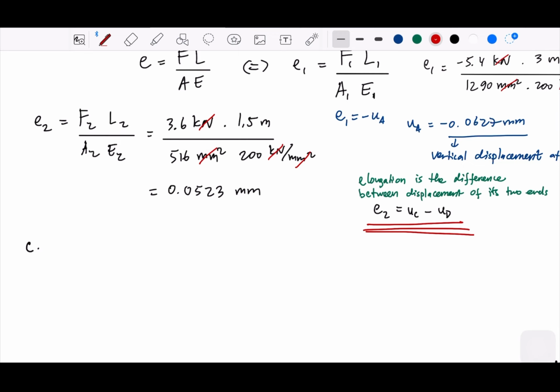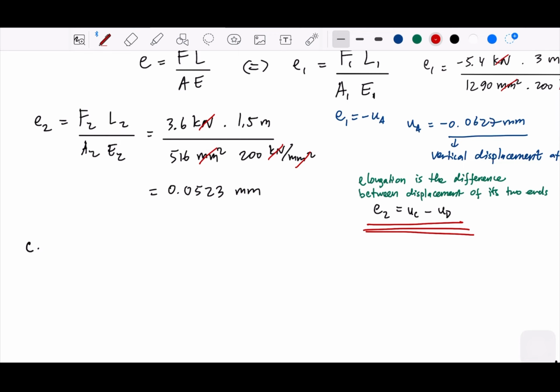Okay, we are back into the lecture. So we find the E1, and we know that the only displacement for this first part is displacement A, so we can know for sure displacement A is the same as E1, which is 0.0627 millimeter vertical displacement.